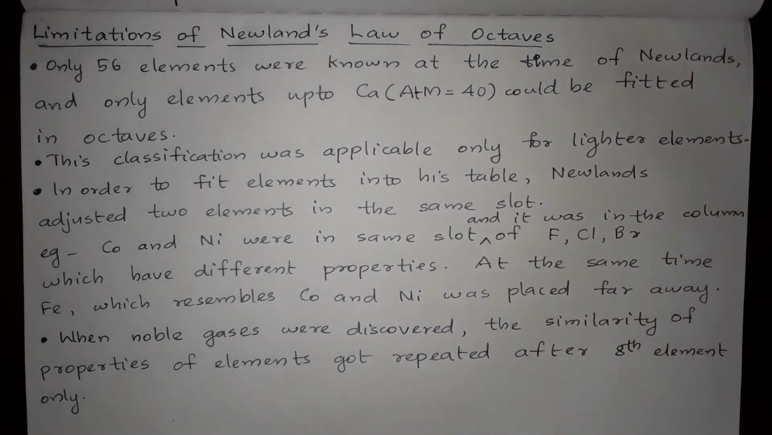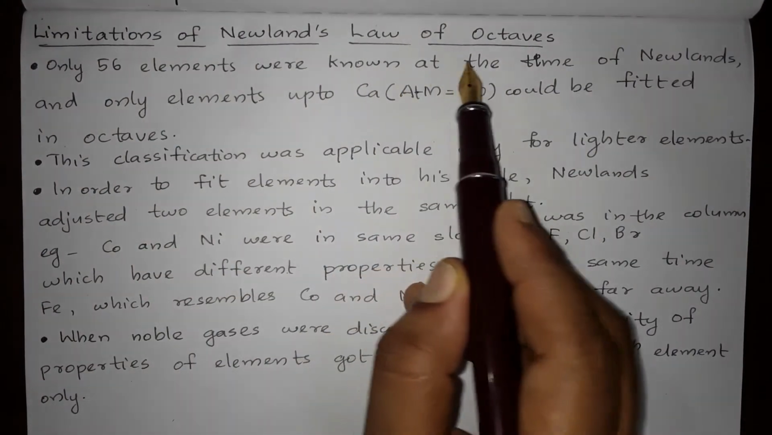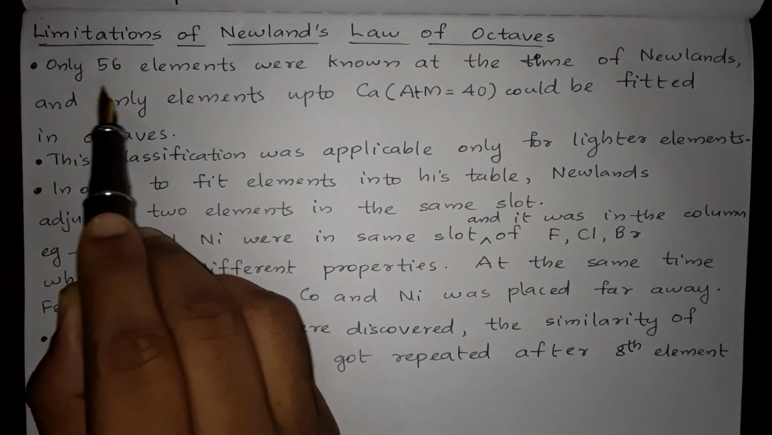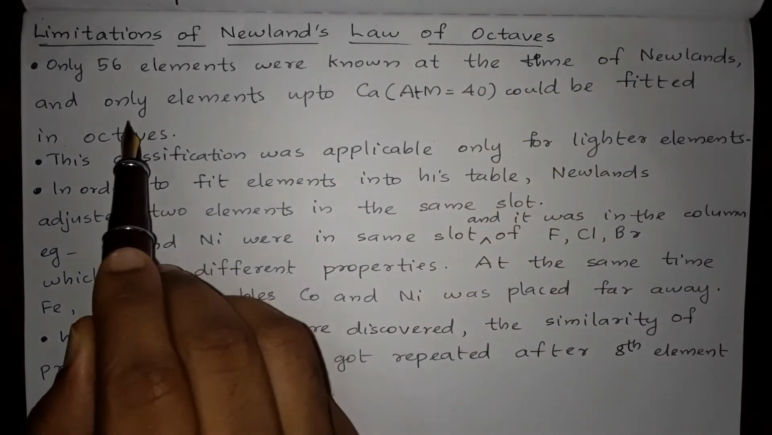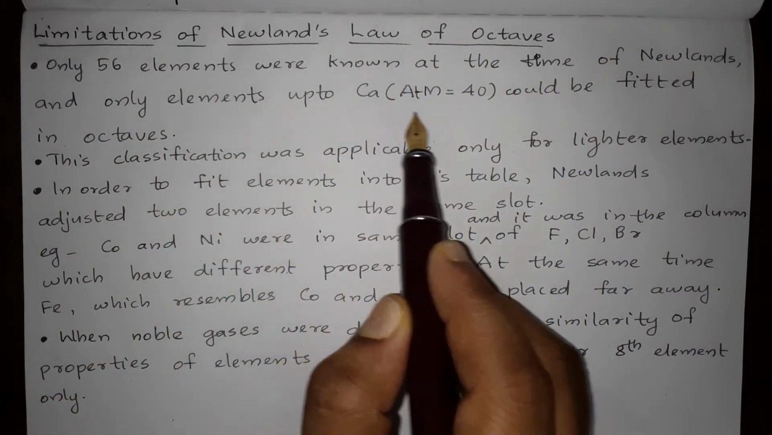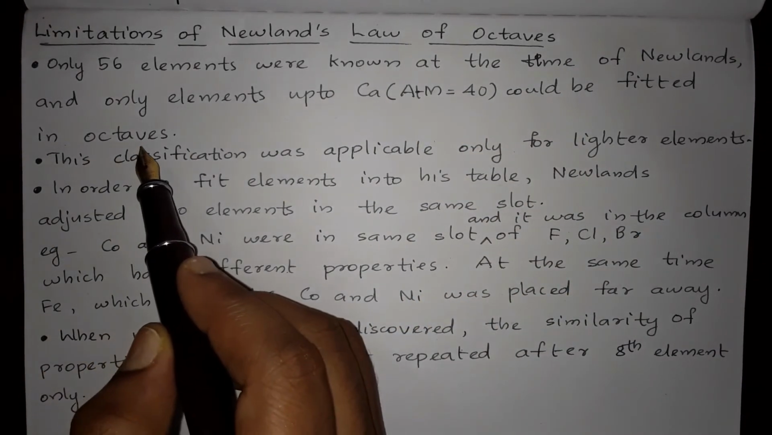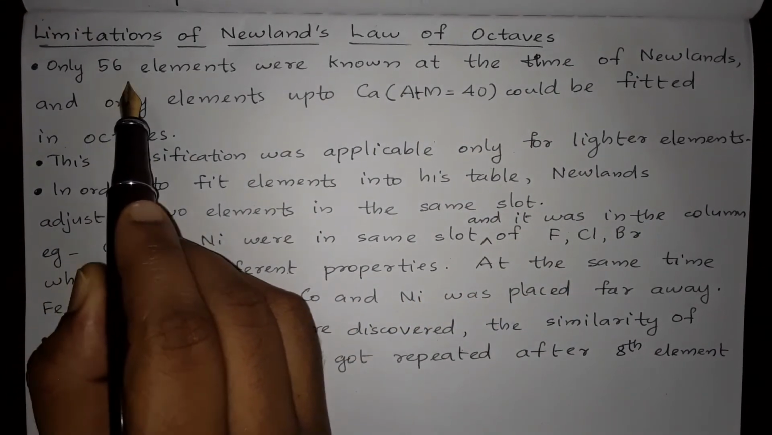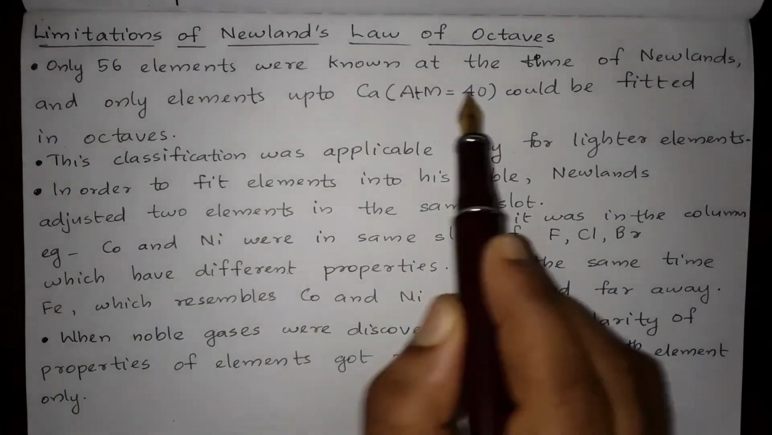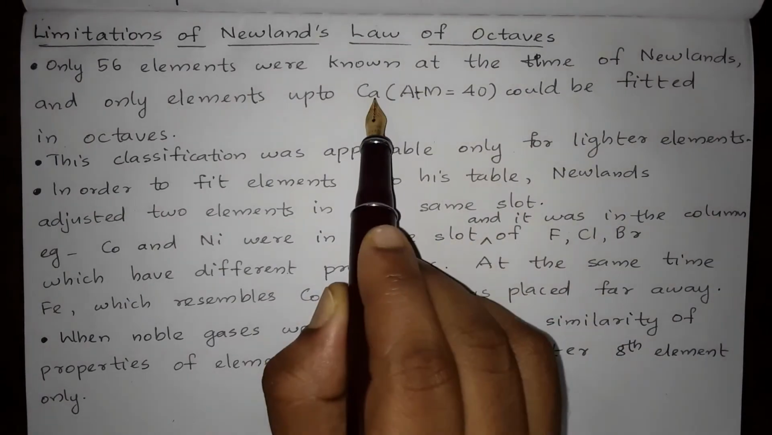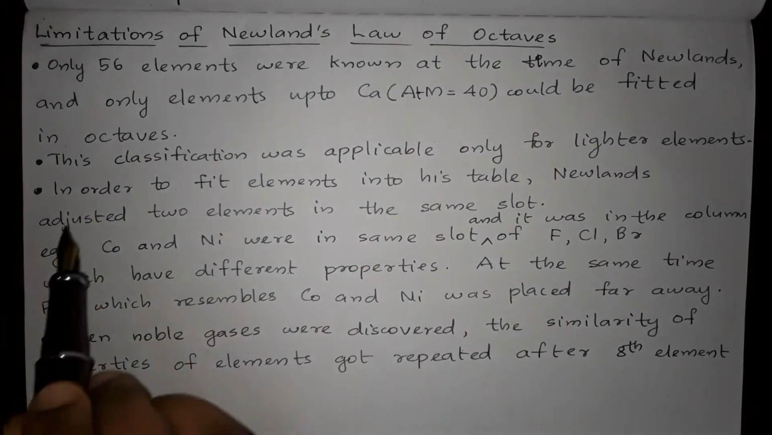Now let us check which were the limitations of Newlands' Law of Octaves. Only 56 elements were known at the time of Newlands, and only elements up to calcium, with atomic mass 40, could be fitted in octaves. See, just 56 elements were known at that time, and out of that, only up to calcium could be fitted in octaves.